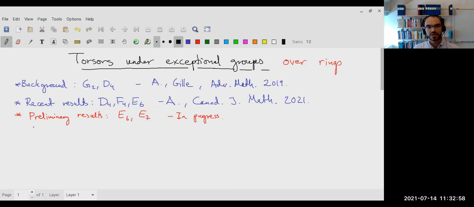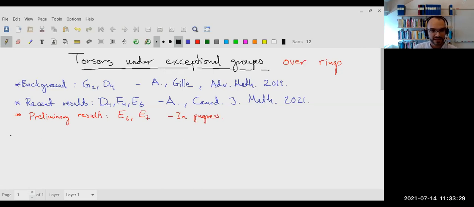And then I will share with you some preliminary results on relating groups of type E6 and E7 and looking at torsors and what they do there. This is work in progress. Last year was exceptional, unfortunately not in an exceptional group kind of way. So I haven't had time to finish this. So these results are preliminary. But first, let's look at some background and some known things.